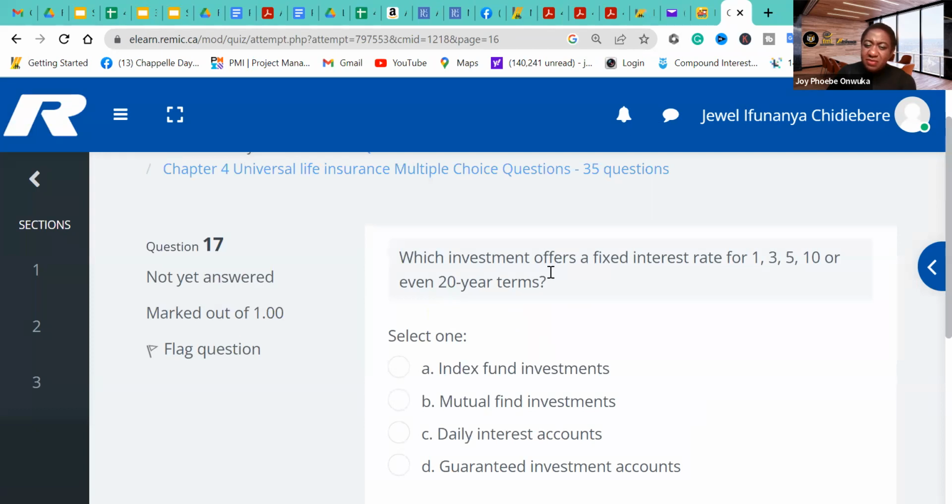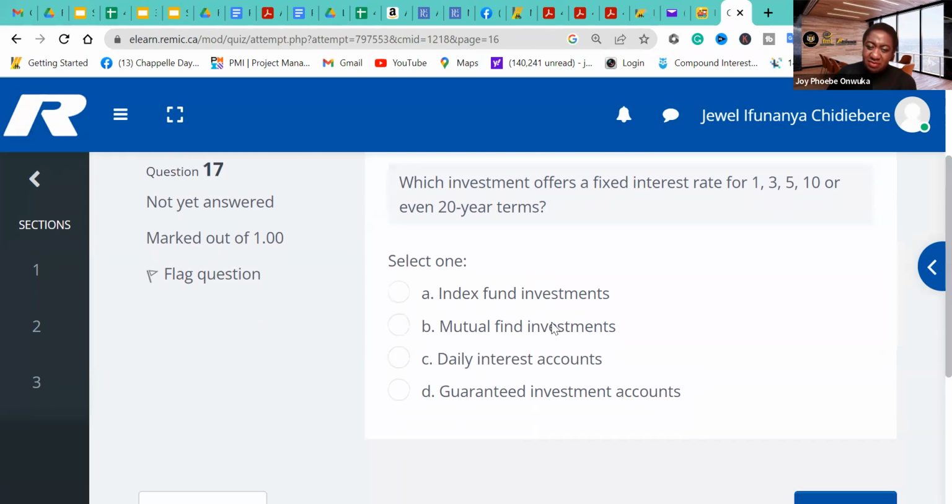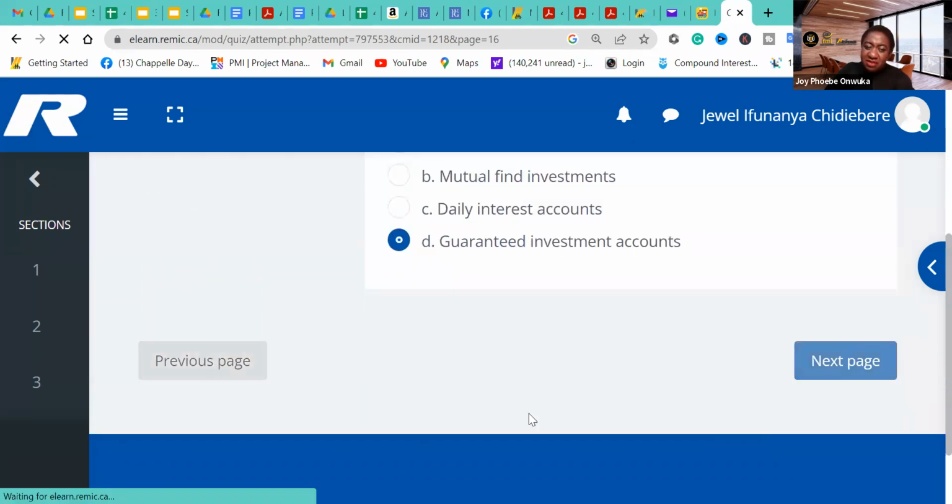17. Which investment offers a fixed interest rate for 1, 2, 3 even 10 or 20 years? Select one. Index fund investment, mutual fund investment, daily interest rate, guaranteed investment account. Which investment offers a fixed interest rate? It is guaranteed investment account, I believe, because index is index, mutual fund, daily interest, no. It is guaranteed, I will say, but we'll see.